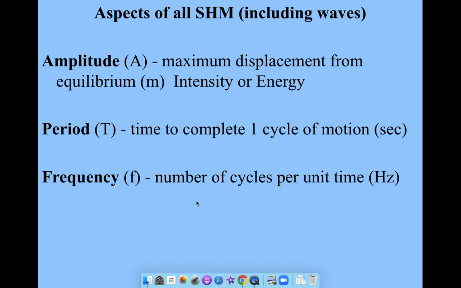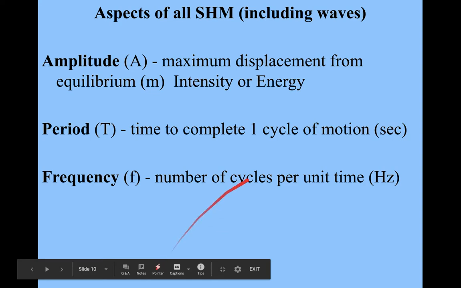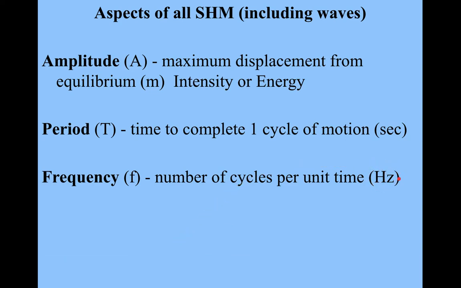And cycles per second is hertz. And again, so cycles per second is hertz, which is a new unit for you. Because these are inverses of each other, the equations are such. So period is the inverse of frequency, and frequency is the inverse of period. And again, those are on your reference table.